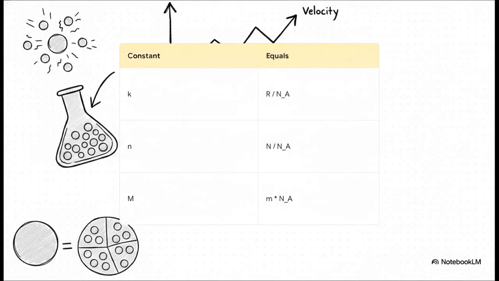Now, please don't panic when you see these new variables popping up. I've put together this really simple substitution legend for you. k is just the Boltzmann constant, which is the universal gas constant R divided by Avogadro's number. Little n is the number of moles, and capital M is the molar mass, which is simply the mass of one single molecule, little m, multiplied by Avogadro's number.